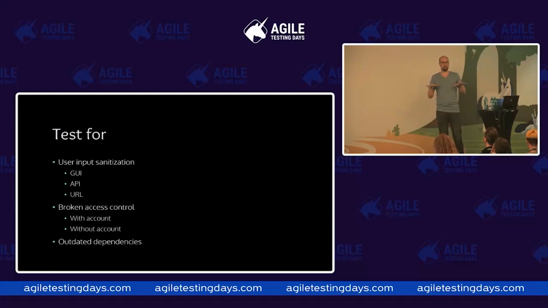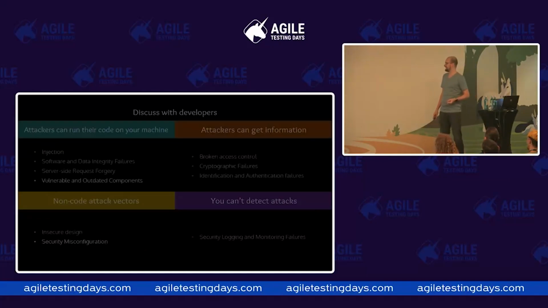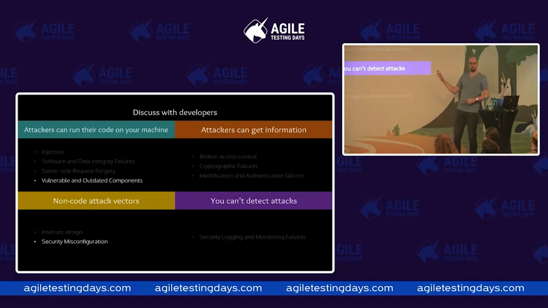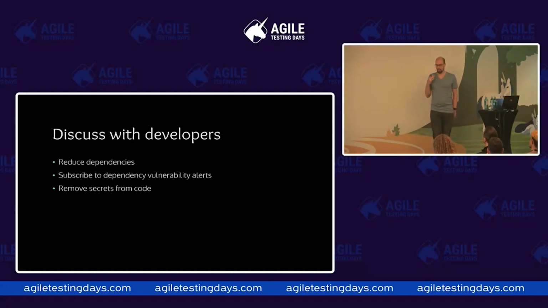There are also some things we shouldn't test, but instead discuss with our developers or teams or whatever. From the ones we discussed today, it's these two. The dependencies, the vulnerable outdated components, and the security misconfiguration. If you're talking about this with your developers, talk about reducing dependencies, talk about subscribing to vulnerability alerts, make sure they remove secrets from their code, no API keys, no passwords, and secure the runtime configuration.